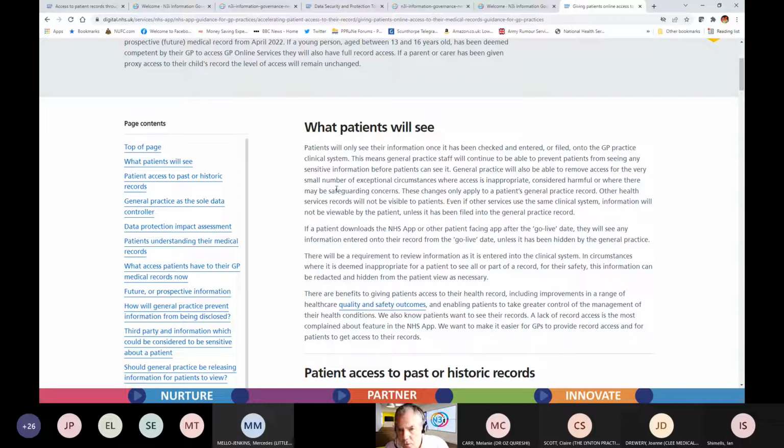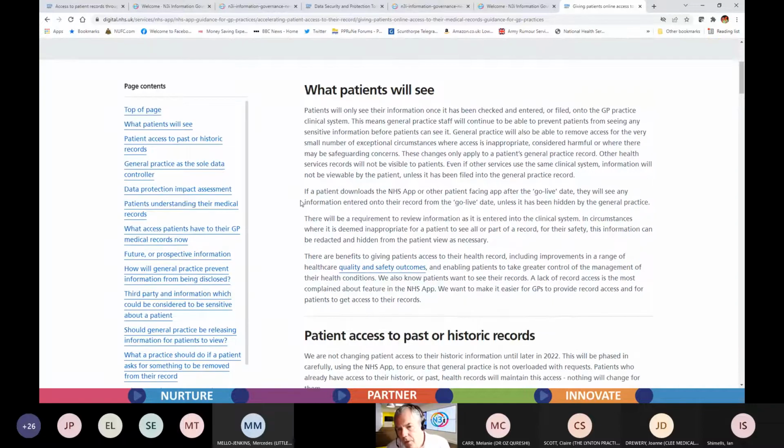So it says here what patients will see, and this is a really important concept at the very beginning. You only see information once it's been checked and entered or filed onto the practice clinical system. Now, the one bit about this that I'm not clear on is how that works. I don't use System 1 or EMIS, so I presume there's a process whereby you put something onto there and you then have to say, yes, make it available on the patient record. And that's the bit that we're going to see, so you'll be able to see that.